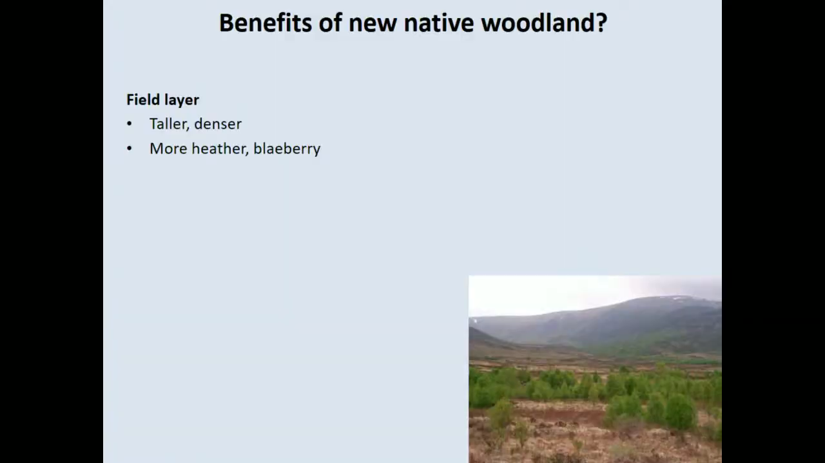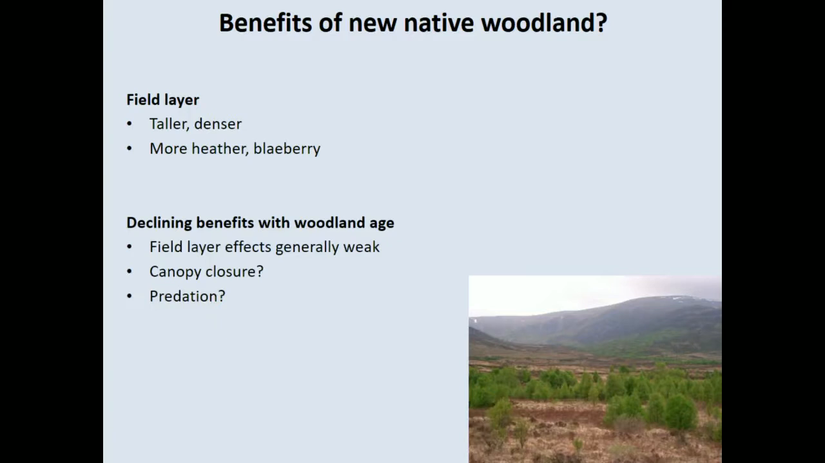So there's evidence of benefits of these native woodland plots for black grouse, but to try and explain why these benefits occur, we looked at our detailed data on vegetation structure in the woodland and adjacent moorland, and found that within these native woodland plots, the field layer vegetation was taller and denser than moorland, and also there was greater cover of plants such as heather and blaeberry, and we know that these are important during the breeding season for black grouse. So some evidence of the kind of resources that these native woodland plots offer, but clearly we've got this result with the declining benefits of woodland with increasing age.